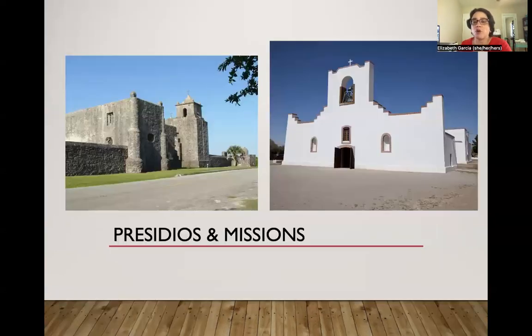And this is an image of what the presidios and the missions look like. On the right, you have what the missions look like. You see more of a church-like structure. And the presidio is an example on the left, which looks almost like a fort.